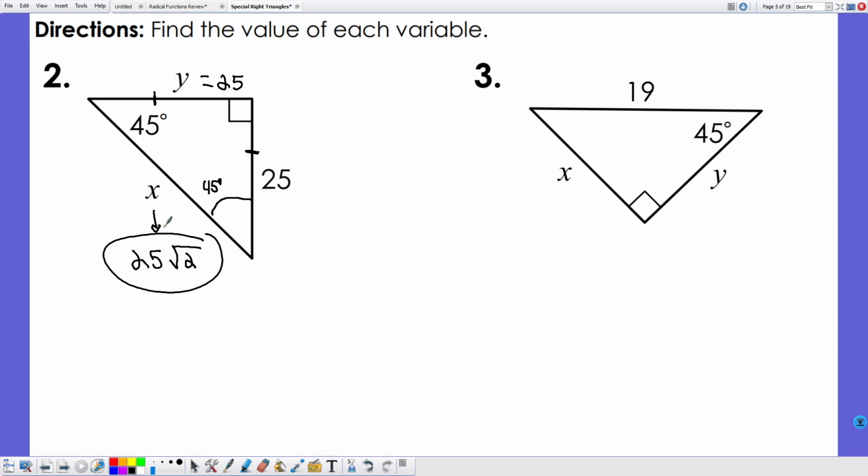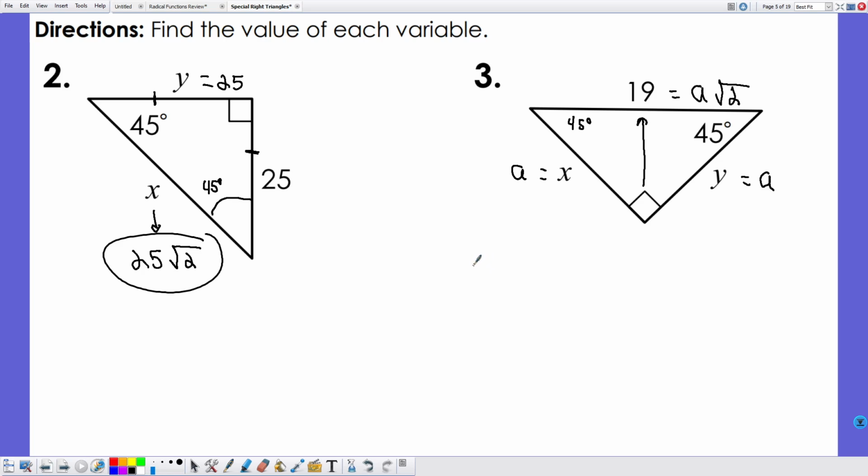Now, a problem like 3 is a little bit different and more complicated, but as long as you keep track of your work, it's not that bad. This is 45 degrees here. This time, we are given the length of the hypotenuse. We know x is some value a, and so is y. X and y have the same value a, and the hypotenuse is equal to that value a times the square root of 2. So we can solve this like an equation.